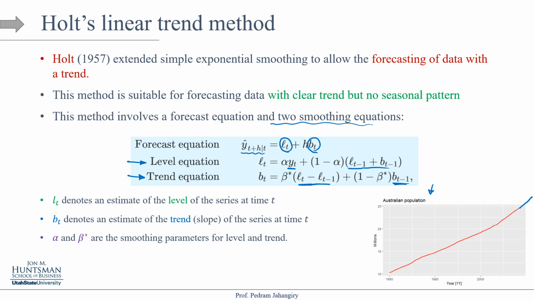Let me look at this one. Guys, remember, this is going to be your previous level, and then what is that one? If I set h equal to 1, what do I get? I get basically level t minus 1 plus b t minus 1. So this is where it's coming from. Again, it's a simple weighted average of your actuals and previous forecast, right? This is your previous forecast. This is your y hat t minus 1. Okay.